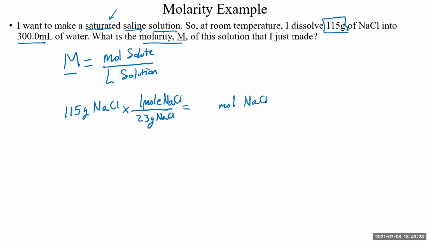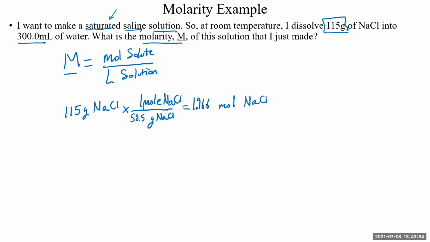which is going to be 115 divided by, not 23, 23 plus 35.5 is 58.5 grams. So 115 divided by 58.5 grams of NaCl gives us 1.966 moles of NaCl. That's the number that will go on top.